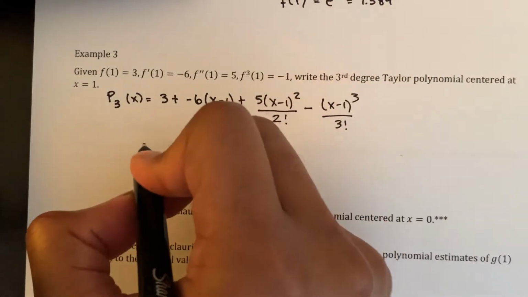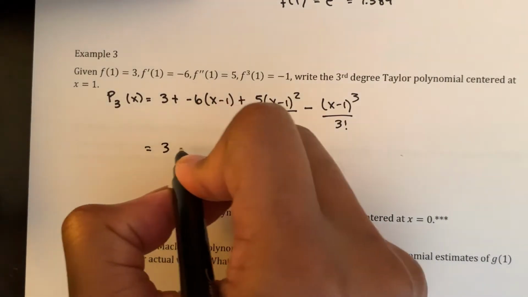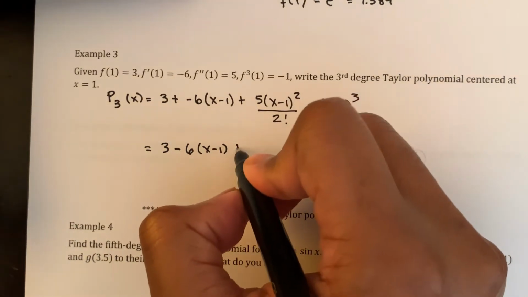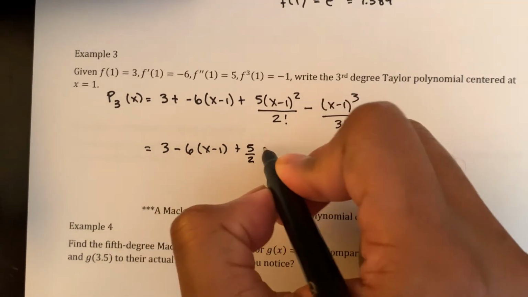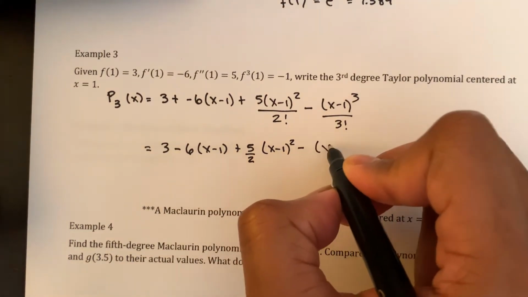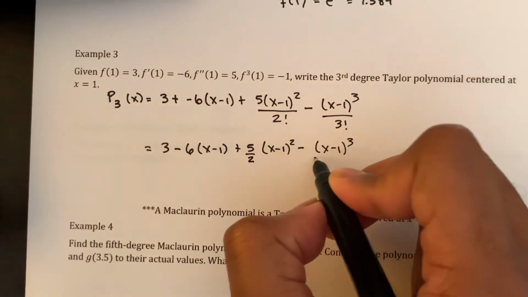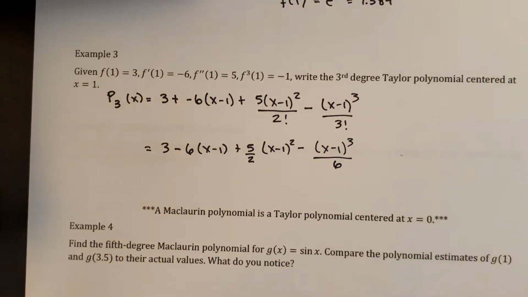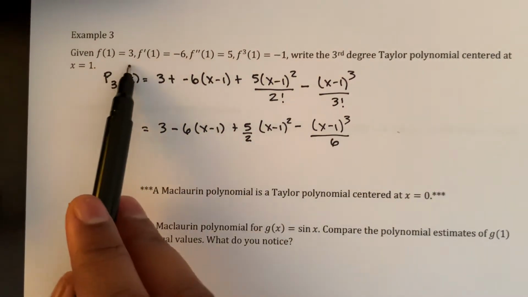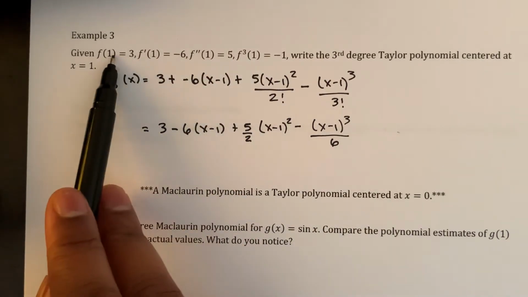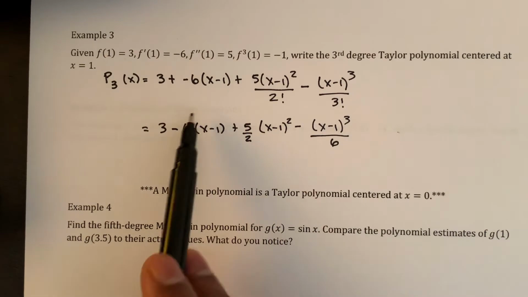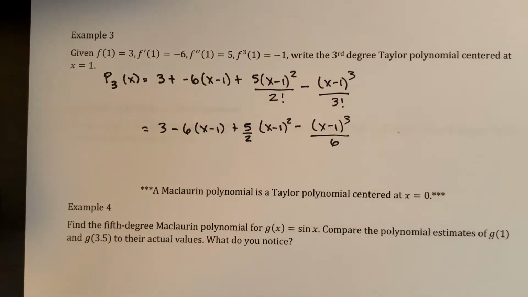So we can simplify this to be 3 minus 6 times x minus 1 plus 5 halves x minus 1 squared minus x minus 1 cubed over 6. That's it. So for these examples where you have just basically a table of data given to you, you only have to write the expansion. You can't do anything more than that.